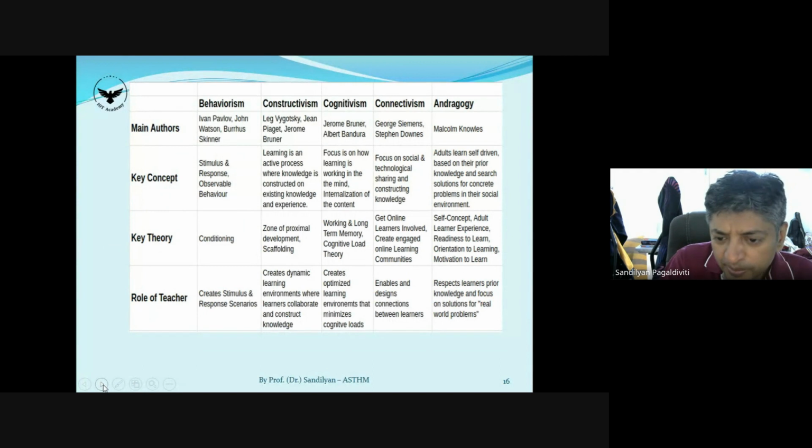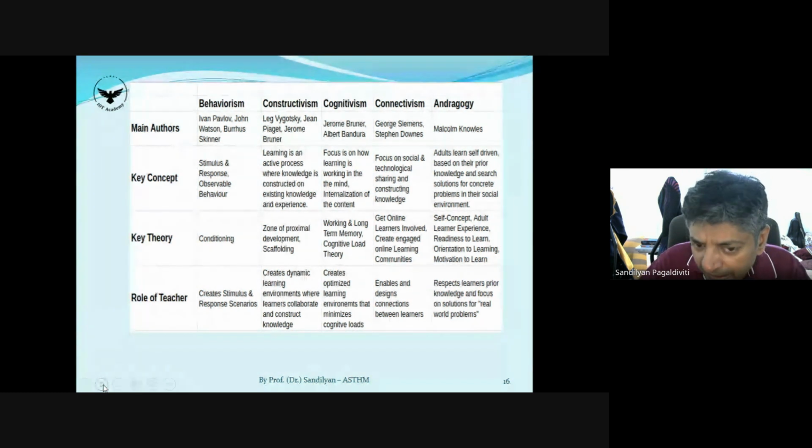What is the key concept that is also mentioned here? Behaviorism is response to stimuli or observational behavior. Constructivism, where learning is an active process. Cognitivism, where focus is on how learning is working in the mind. Connectivism is focus on social technological sharing. What is the key theory all about? Behaviorism is all about conditioning. Constructivism is zone of proximal development or scaffolding. Cognitivism is working and long-term memory. Connectivism is get online, get learners involved, engaged.